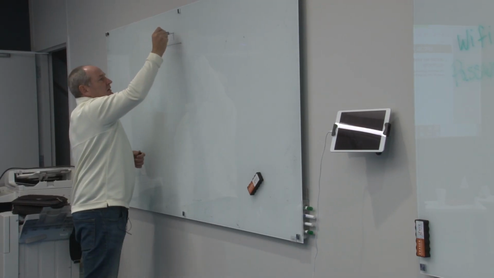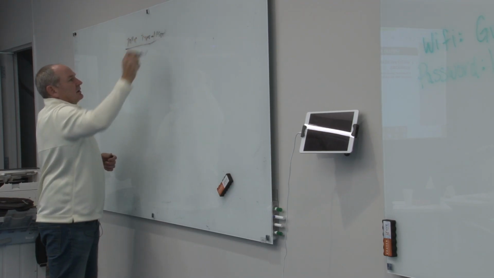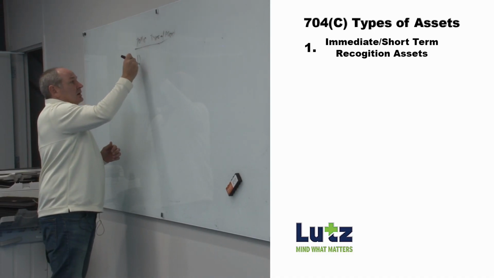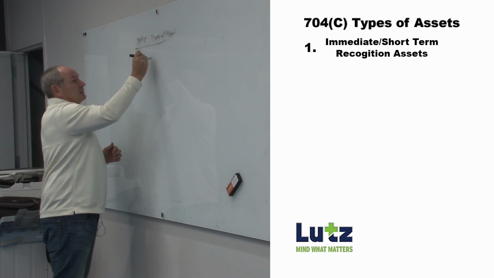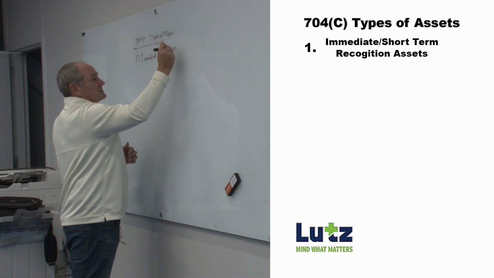So in that schedule, there were three buckets of assets. Okay? And I've got this in here somewhere. I'm going to say 704C types of assets. Okay, and again, Austin, this is somewhere in here, but let's cover it. Repetition doesn't hurt us at all. Okay, one is, I'm going to call it immediate or short-term recognition assets.